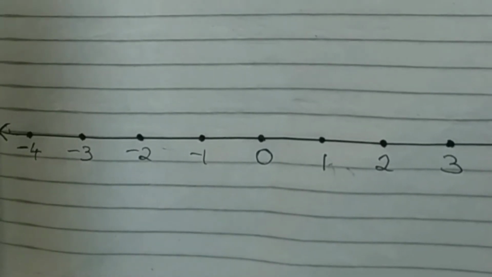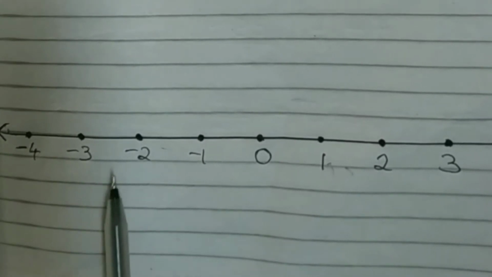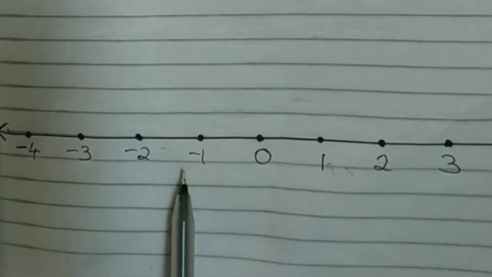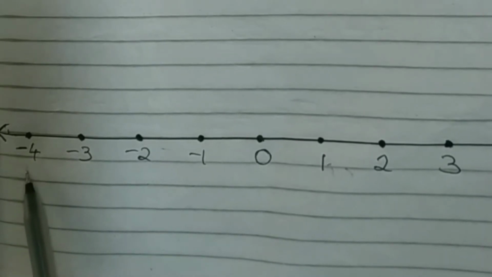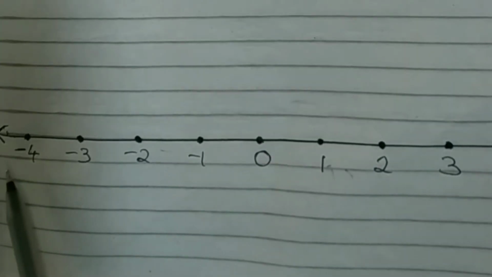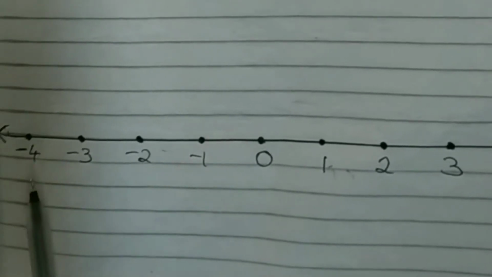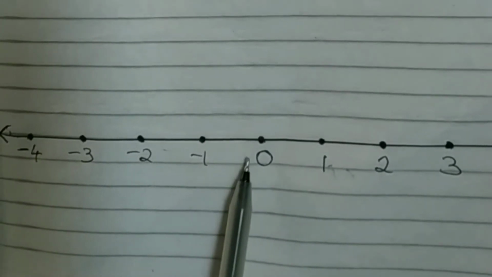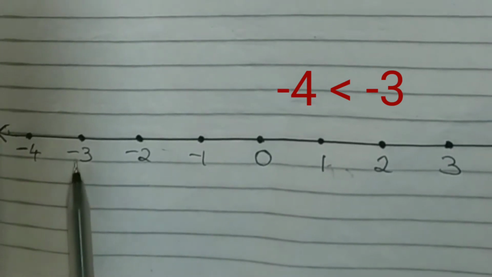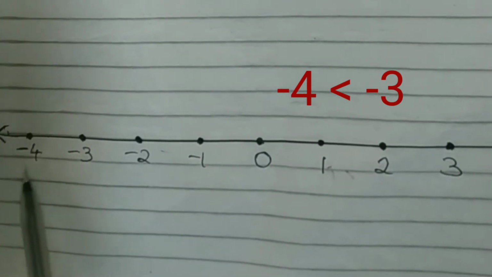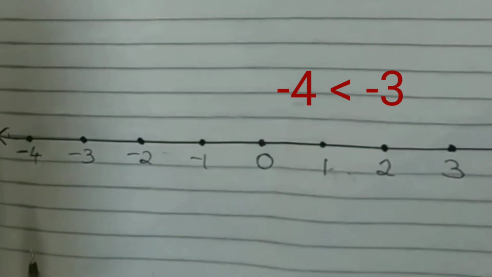Now in negative numbers if you see, minus 2 is less than minus 1. In negative numbers also if we go from left to right, the number will go on increasing by 1. Here, minus 4 is less than minus 3.